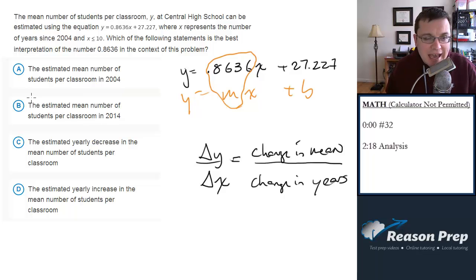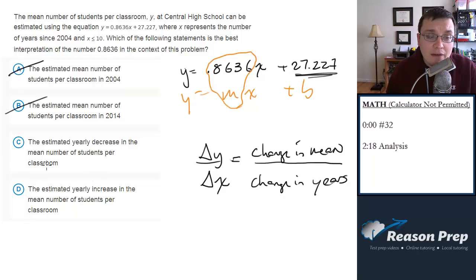So when we look at choices A and B, the estimated mean number of students per classroom in 2004, the estimated mean number of students per classroom in 2014, this is going to have nothing to do with an absolute value of the number of average students. This is a rate of change in that number, right? This is more the y-intercept at x equals 0, in other words, in 2004. The average is going to be 27.227, but that has nothing to do with the slope. So we can get rid of A and B.